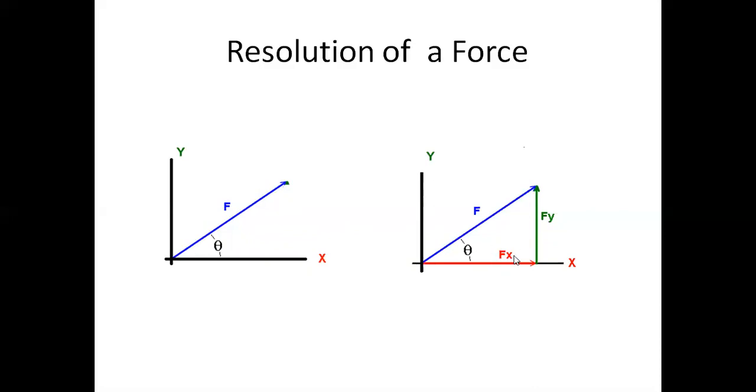That means Fx is the horizontal component, and Fy we can call the vertical component. If we split this force into these two components, then it is called a resolution of a force. That means the combination of Fx and Fy will give the same effect as F. That is the reverse of the resultant of a force.